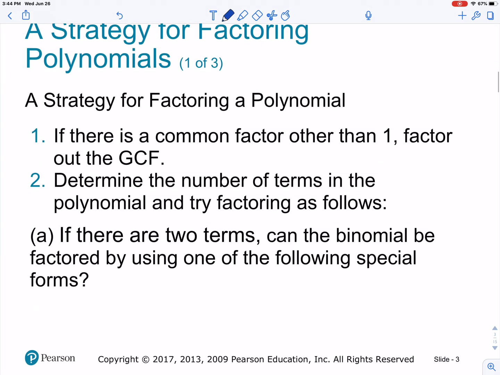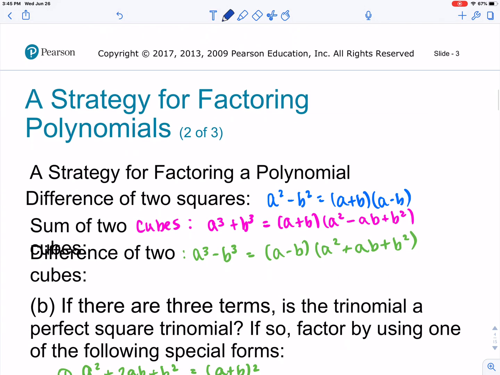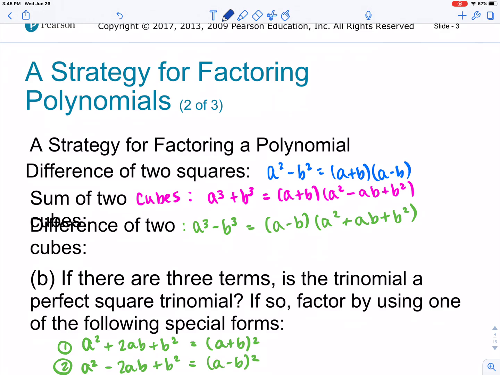They say for the first one, you want to look for a greatest common factor and factor it out. So is there a number that you can divide into all of them to make it a little bit smaller? Then the next thing you need to do is determine the number of terms in the polynomial and try factoring as follows. If there are 2 terms, can the binomial be factored by using one of the special forms? And remember, those 3 special forms are the difference of 2 squares, which is a squared minus b squared, the sum of 2 cubes, which is a cubed plus b cubed, and the difference of 2 cubes, which is a cubed minus b cubed. So you want to look for those special ways of doing it.